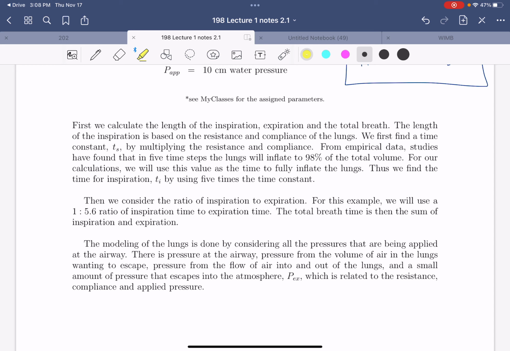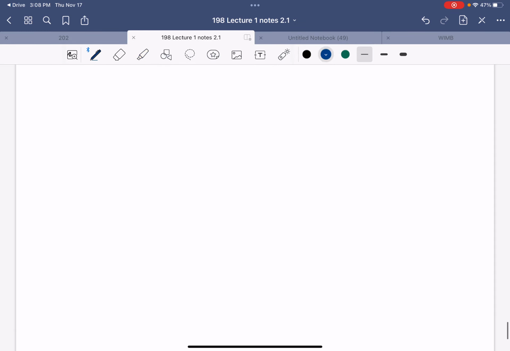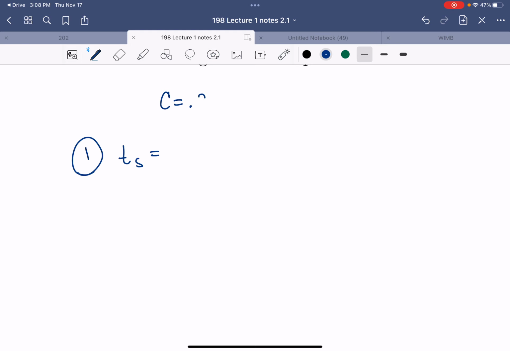We first find a time constant TS. So here's something I need, by multiplying the resistance and compliance. So the first thing I'm going to do down here, number 1, I need to find my TS, and it says by multiplying my resistance and compliance. Just a reminder, my compliance without the units is 0.2, and my resistance was 4. So my TS would be C times R, which is 0.2 times 4, or 0.8, and that's going to be in seconds. If you think about the units there, it's in seconds.